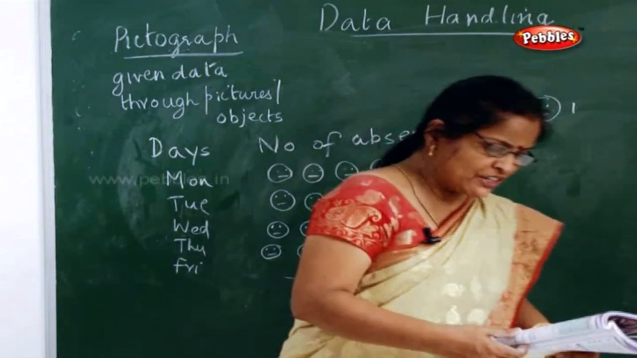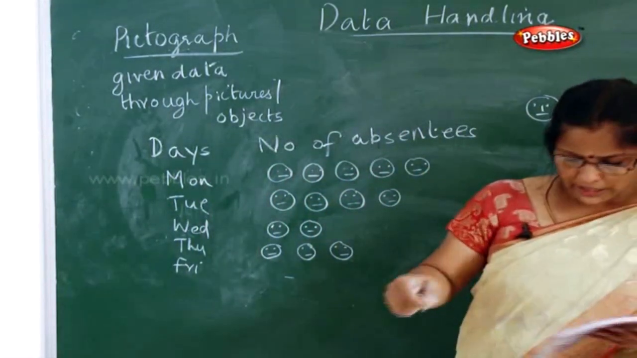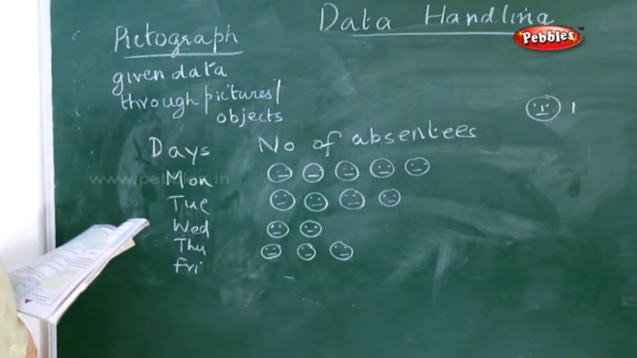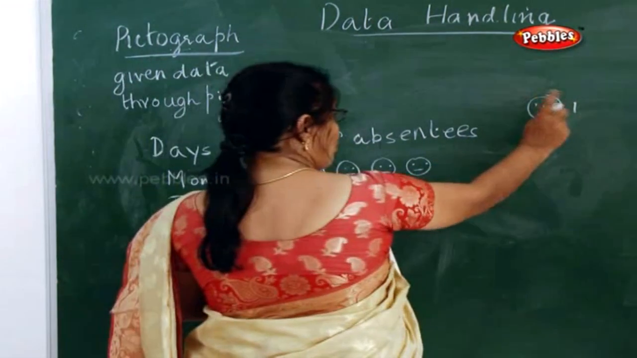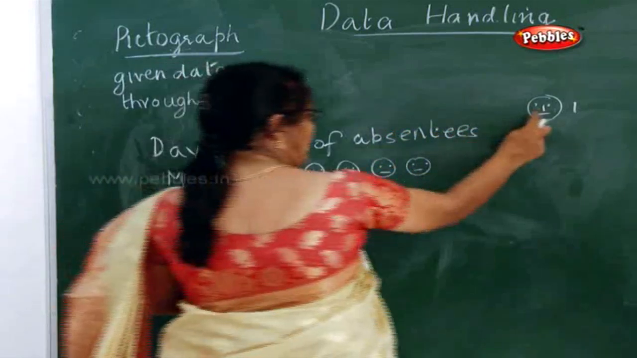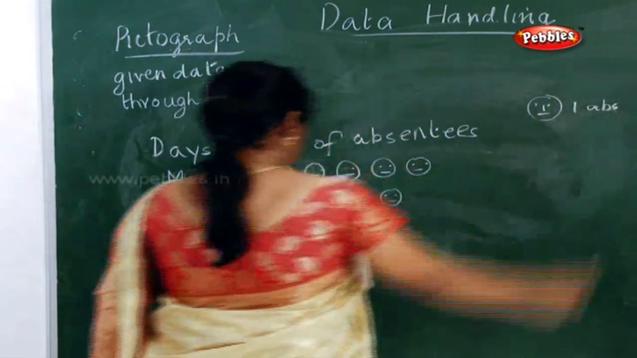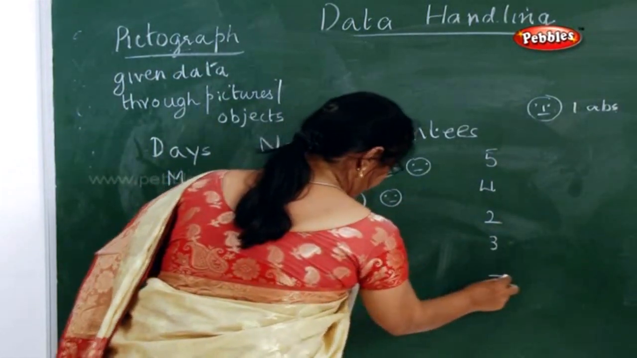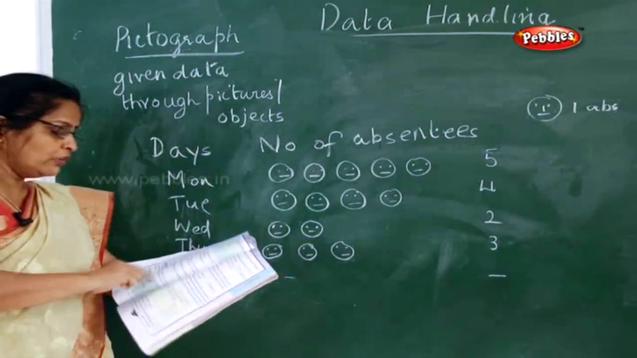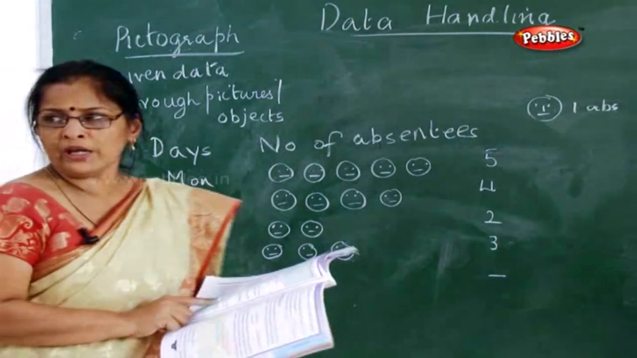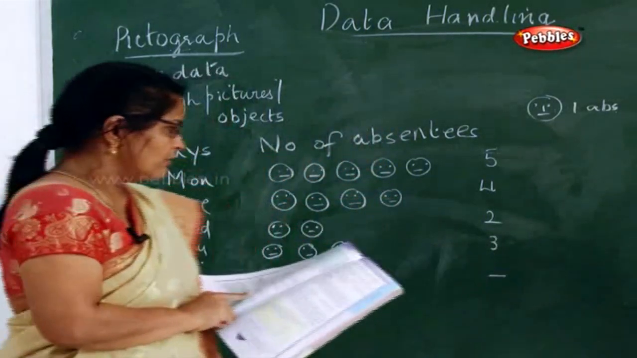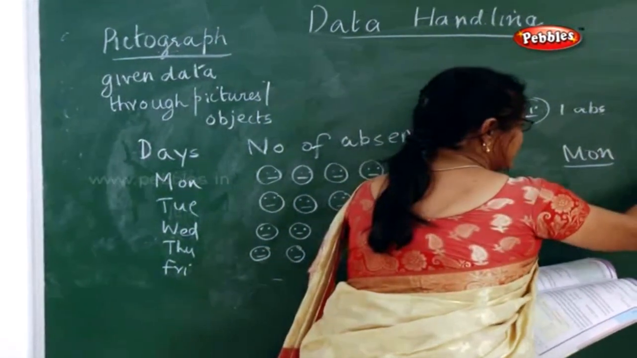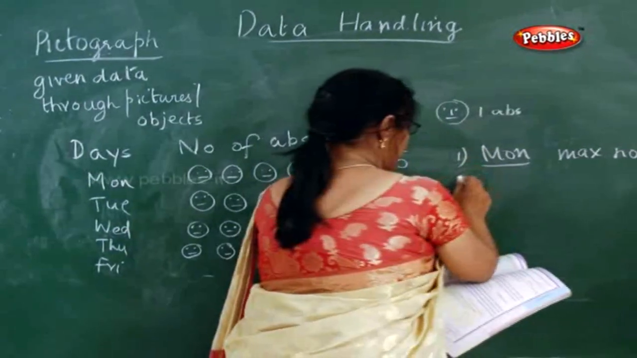Now tell me, on which day the maximum number of students were absent? See, I told you one picture represents 1 absentee. Now here how many are there? 5. Here it is 4, here it is 2, here it is 3 and Friday it is nil. Right, now tell me, on which day were the maximum number of students absent? It was Monday. So Monday had the maximum number of absentees. Is it clear now?